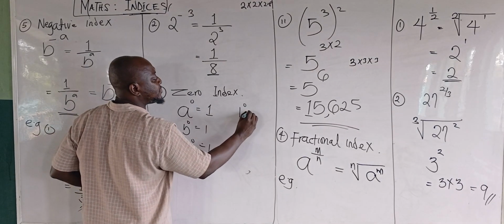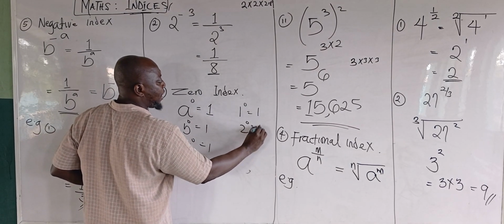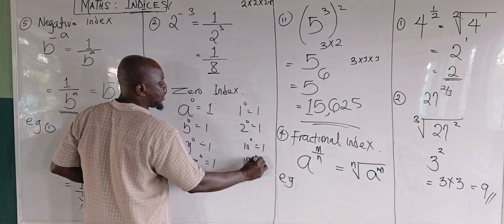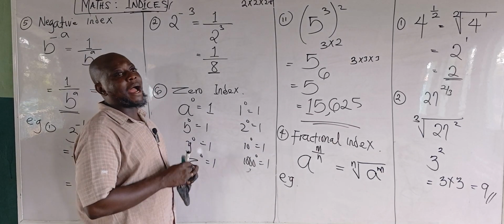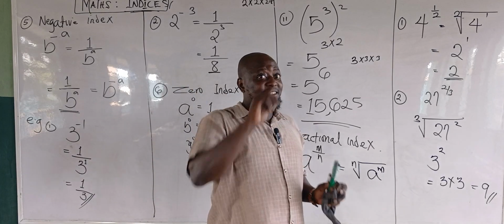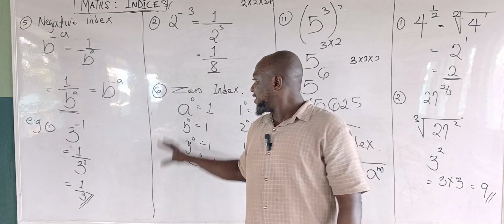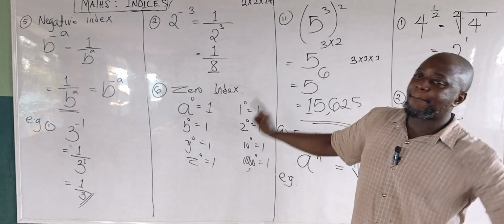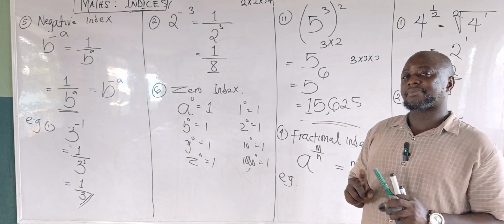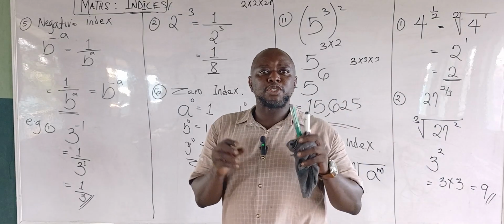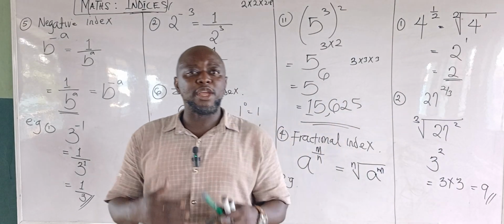Same thing as this. If I have 1 raised to the power of 0, I'll have 1. 10 raised to the power of 0, I'll have 1. 1,000 raised to the power of 0, I'll have 1. Any number apart from 0. 0 raised to the power of 0 is not 1. So this is all about this one. This is how all of these things are done. So let's touch some little examples as we go further.